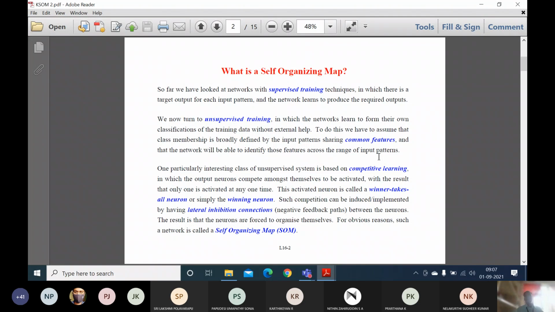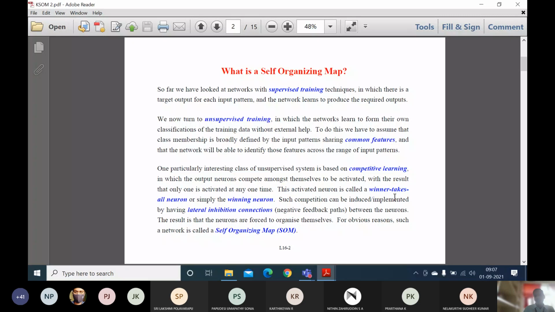So one particularly interesting class of unsupervised learning is competitive learning. It works on the principle of competitive learning. Though unsupervised learning or training does not require any external help or any external source, it uses the concept of competitive learning. So what do we mean by competitive learning?